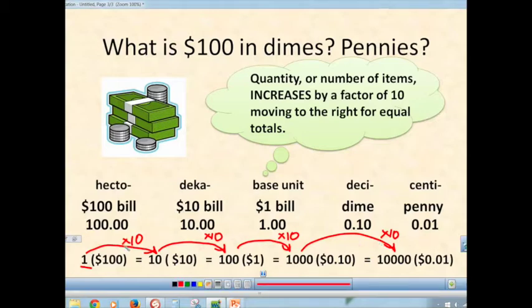So here we're multiplying by 10 as you go to the right to get the number of items. Going backwards to the left, we would be dividing by 10. Divide by 10, divide by 10. So as we have larger bills, we'll have smaller numbers in front of them. As the value gets smaller, pennies are real cheap, we need lots of them in order to equal the $100 bill.